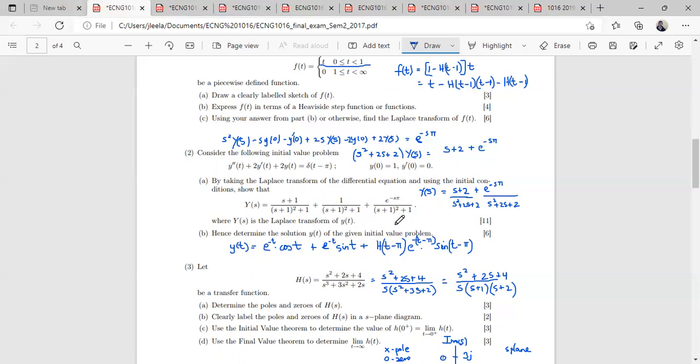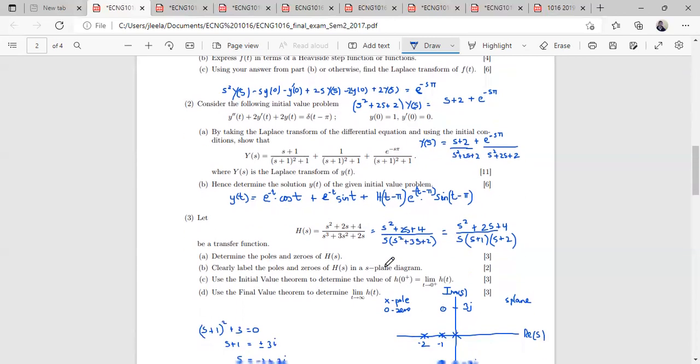And this one will be the Heaviside at t minus pi, e to the minus (t minus pi), because it's minus 1 again. But remember you can't just put minus 1, you have to put the value that you have here, t minus pi, because it has to match up with the Heaviside. And then you have your sine here, (t minus pi) once again. So this is your Laplace inverse.